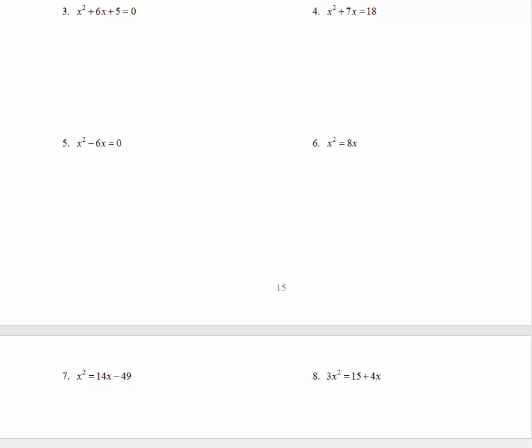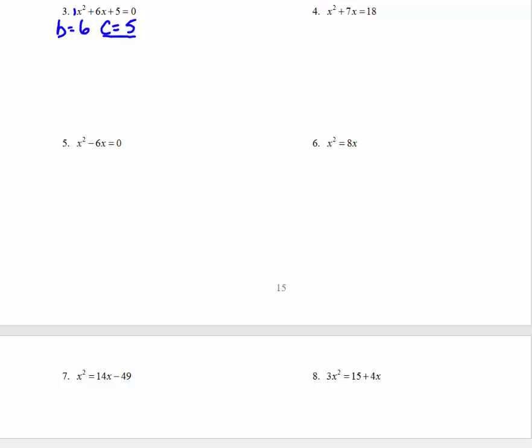Following the steps, the first step is to make sure that the equation equals 0, and it does. Second step is to factor. Looking at x squared plus 6x plus 5, it's a trinomial, and what's in front of the x squared is a 1. So we know this is the C method. So we just need factors of 5 that add up to 6.